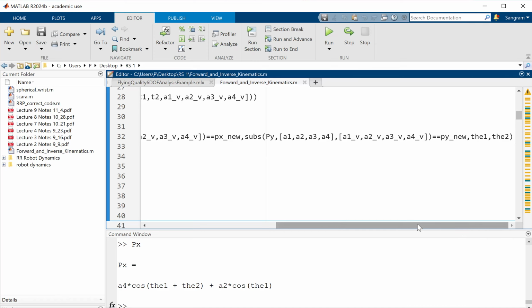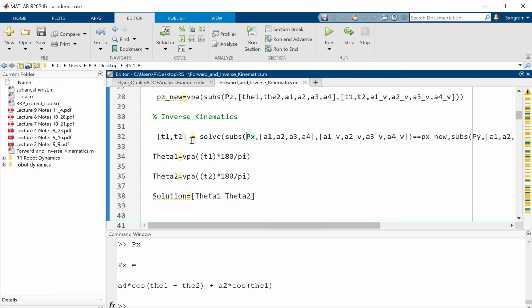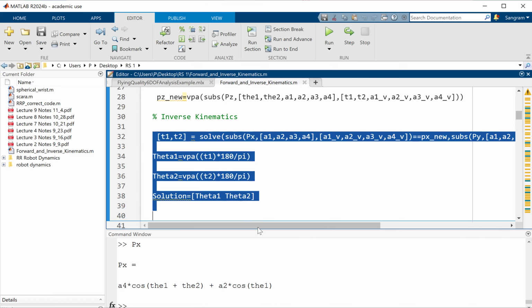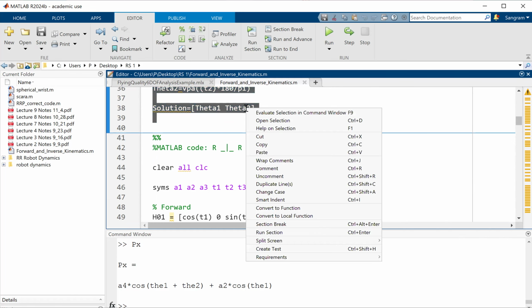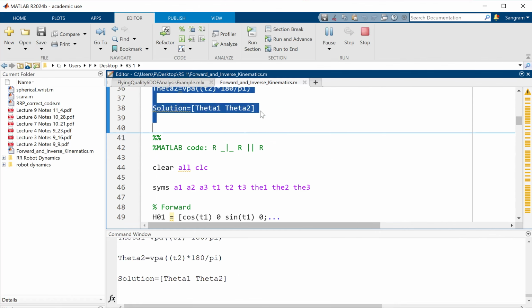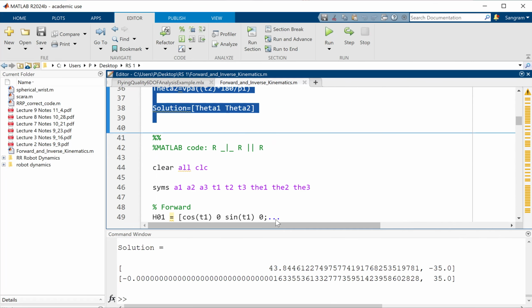So run this code and evaluate. Can you see? It gave you multiple solutions.